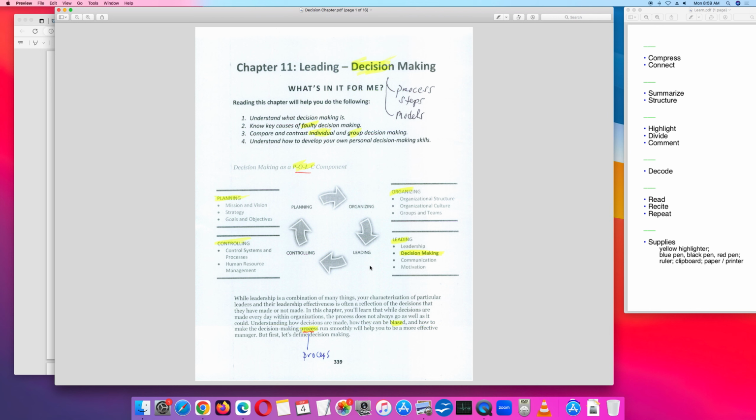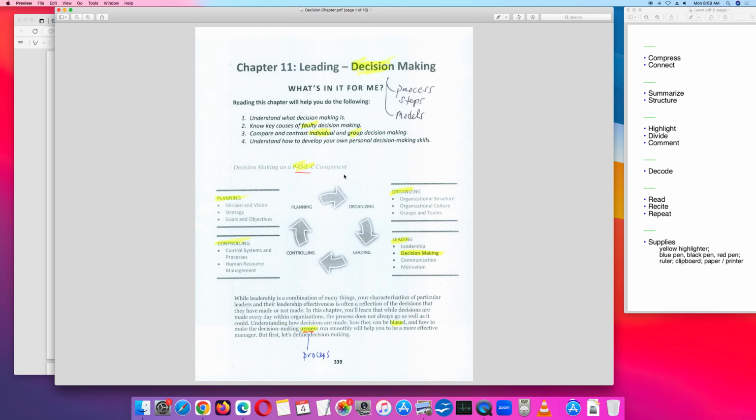And I already wrote some comments here that came across to me as I was going, okay, decision making, what's this all about? The word process stuck out to me, so I said, okay, this is about the process of decision making, how to make decisions step by step.